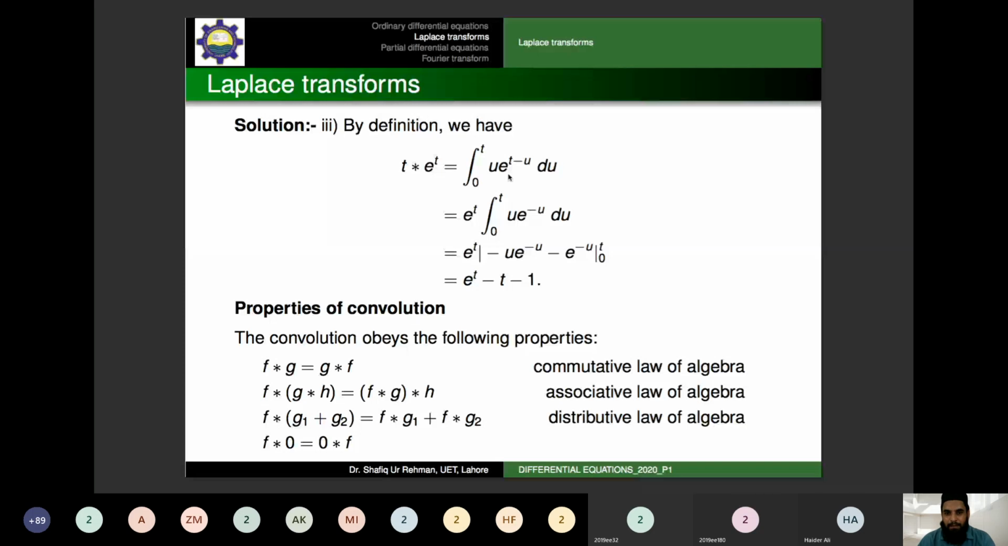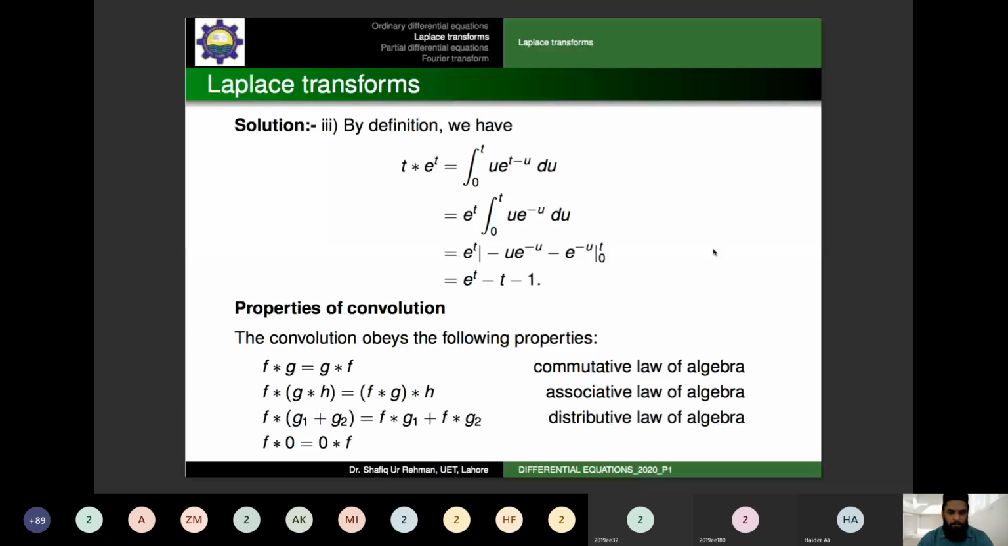Since we have to integrate with respect to u, e raised to power t could be taken outside this integral. For the rest of the part inside the integral, integrate it by parts, and eventually you will have that expression. Apply the upper and lower limit, and eventually it will turn out to be e raised to power t minus 1. Keep an eye on the formula. The rest of the part is going to be a simple integral. You need to break the integral to get the expression as a function of t.